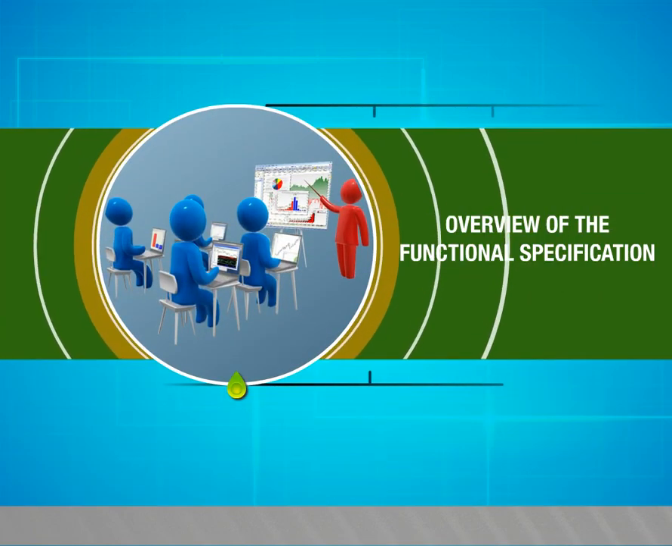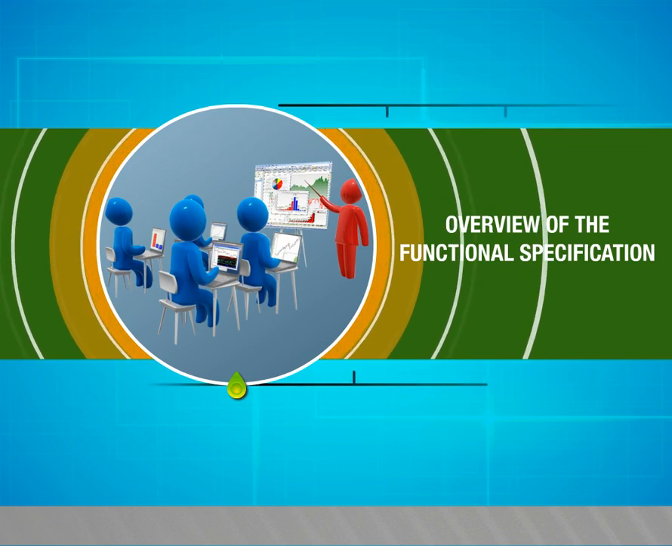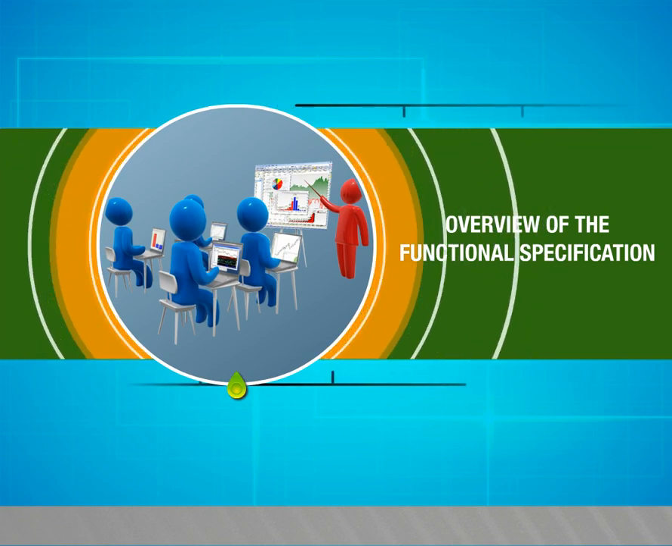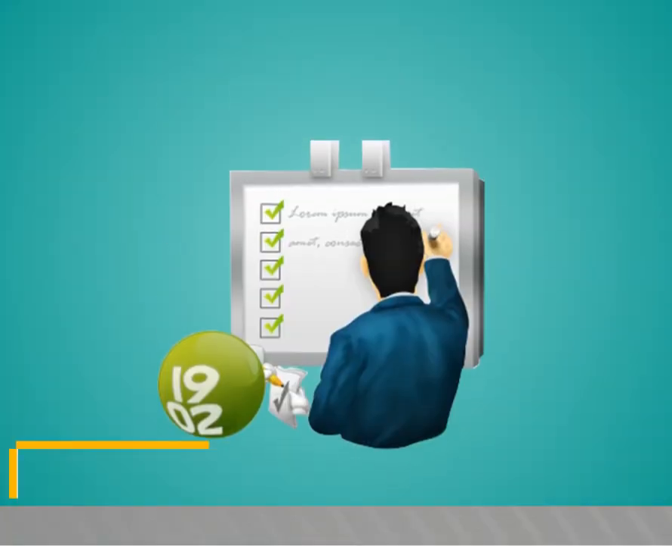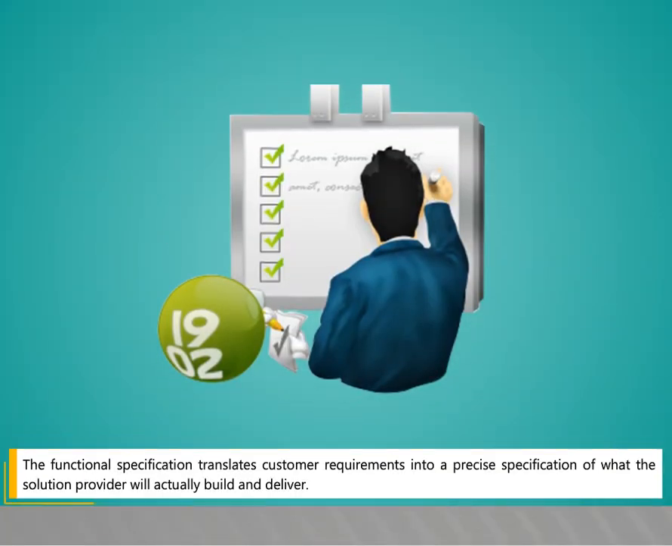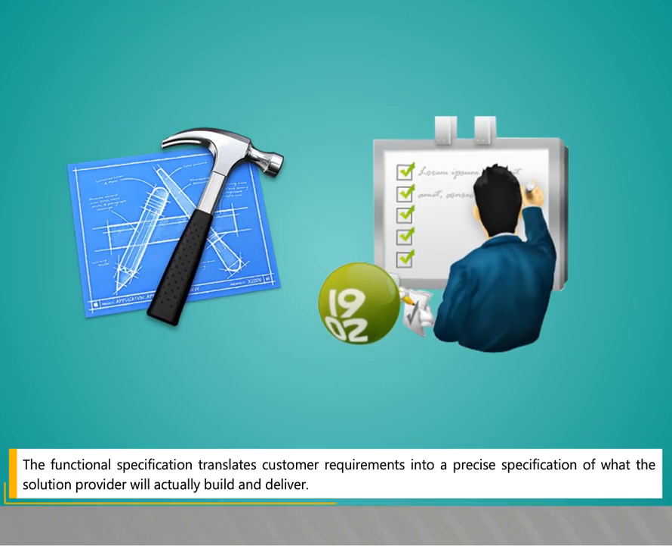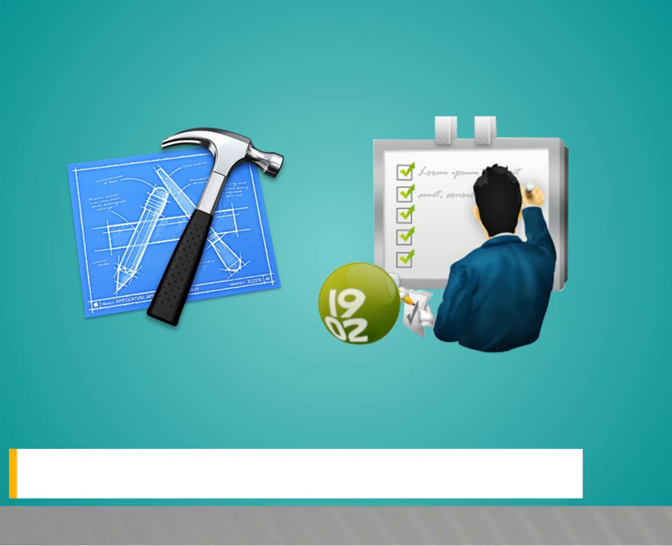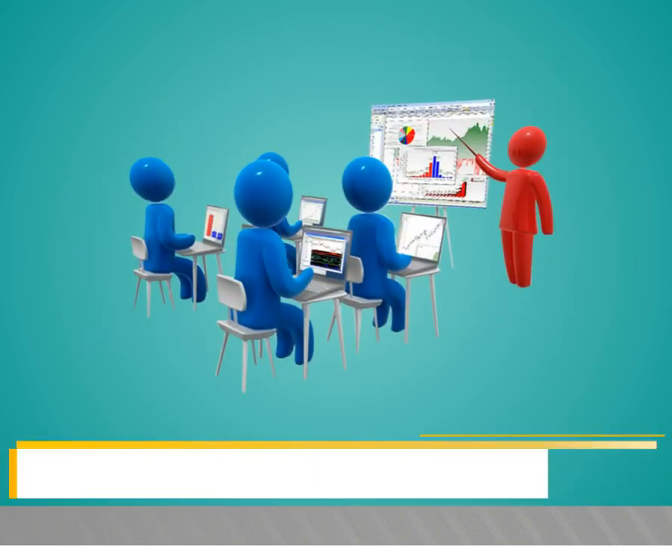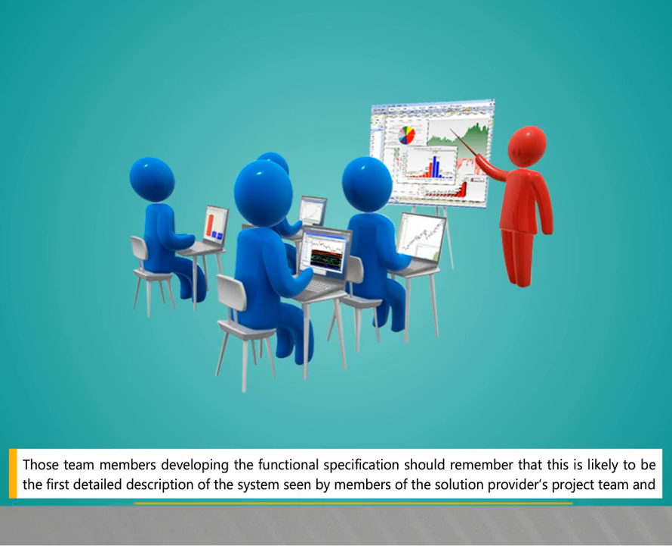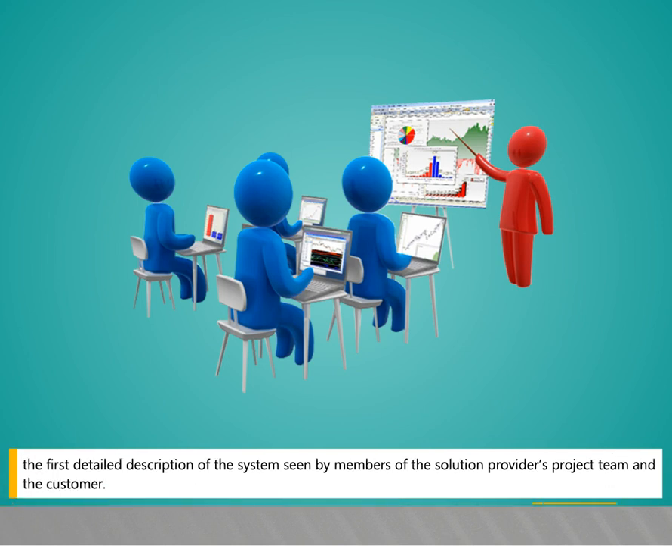Overview of the functional specification. In this video, we are going to see an overview of the functional specification. The functional specification translates customer requirements into a precise specification of what the solution provider will actually build and deliver. Those team members developing the functional specification should remember that this is likely to be the first detailed description of the system seen by members of the solution provider's project team and the customer.